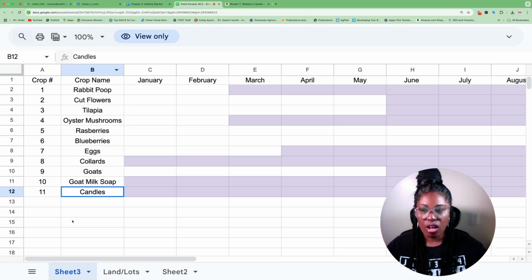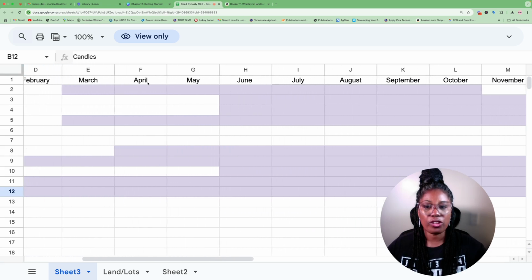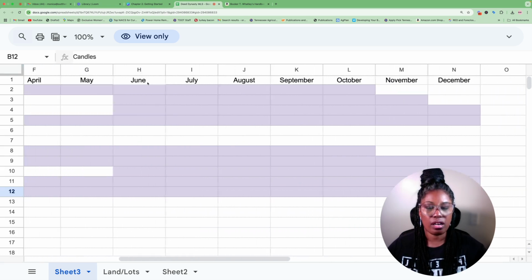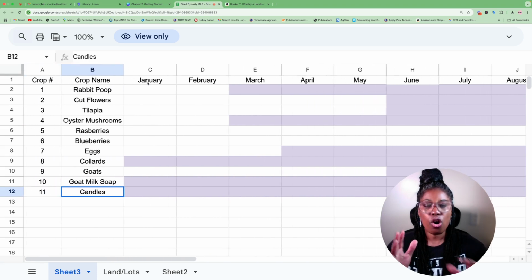So you list all your crops, and then across the top you put every month of the year, right? So your whole purpose in doing this cash flow plan is to be able to see when you have money coming in and when you don't. That's so very important, okay?